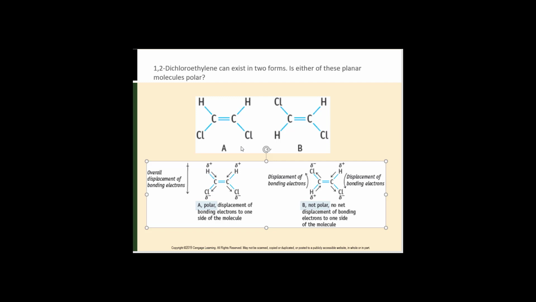So electrons in the carbon-hydrogen bond and the carbon-chlorine bond are displaced toward the side of the molecule with the chlorine atoms. So the shift is down because of both of these chlorines down here. So it's away from the side with the hydrogen atoms. So molecule A is polar. If we look at molecule B, however, notice that the displacement of electron density toward the chlorine atom on the one end of the molecule over here is counterbalanced by the opposing displacement on the other end. So molecule B is nonpolar.